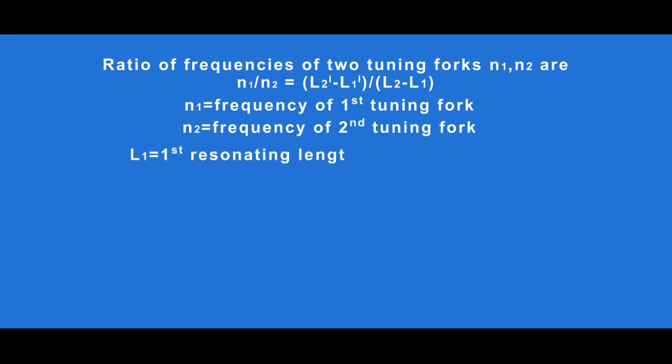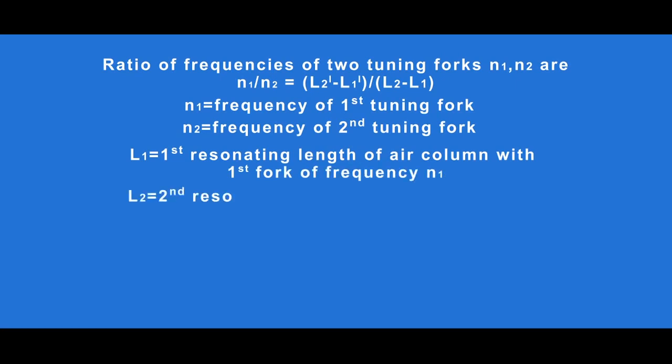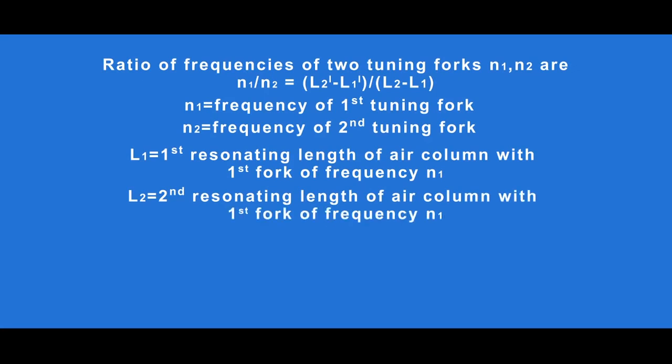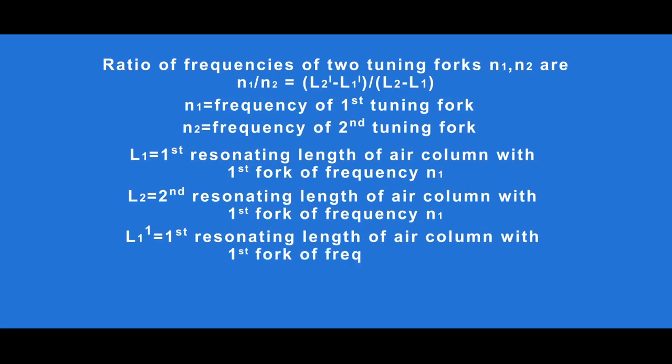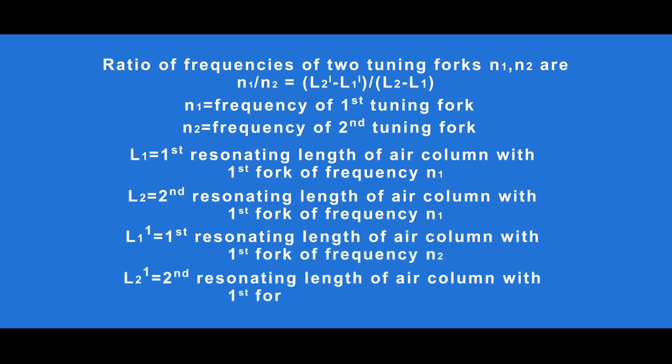L1 is equal to the first resonating length of the air column with the first fork of frequency N1. L2 is equal to the second resonating length of the air column with the first fork of frequency N1. L1 dash is equal to the first resonating length of the air column with the second fork of frequency N2. L2 dash is equal to the second resonating length of the air column with the second fork of frequency N2.